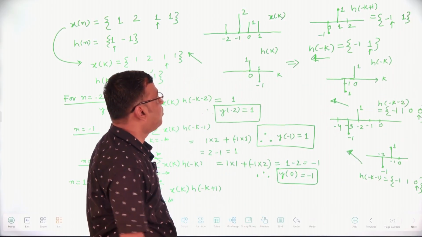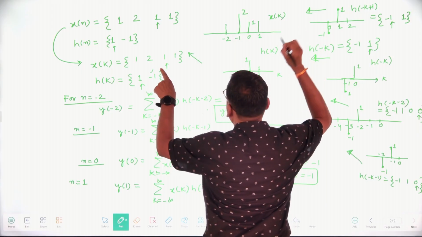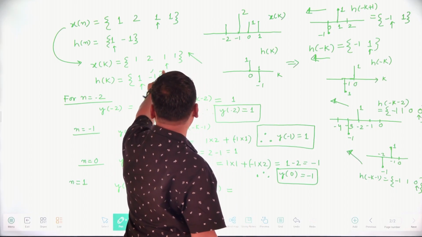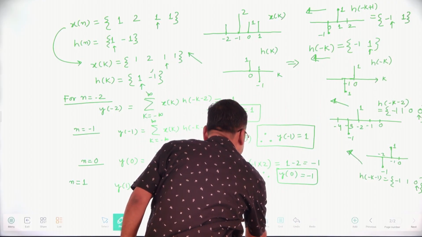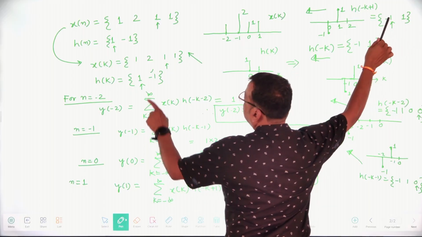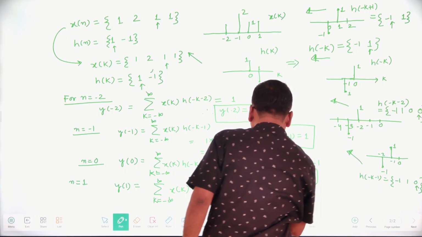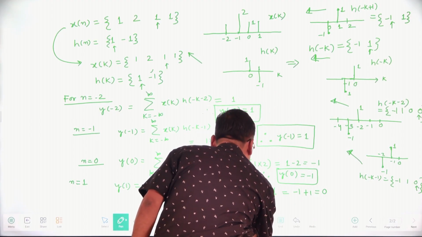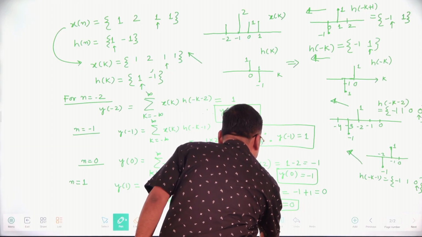And you have to multiply x of k into h of minus k plus 1. If you multiply this, the value is how much here? For k equal to 0, that is 1 into minus 1. Plus, for k equal to 1, that is 1 into 1, that is 1. The value is 1 into minus 1, plus 1, that will be 0. Therefore, y of 1 equal to 0.